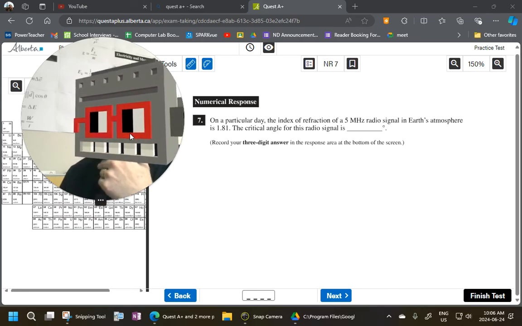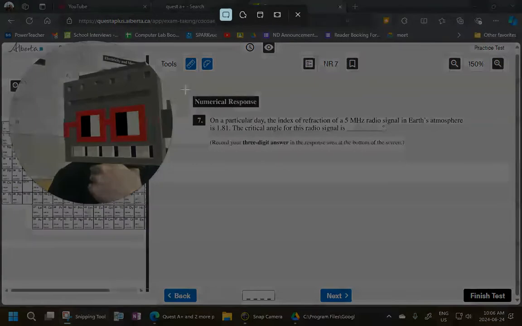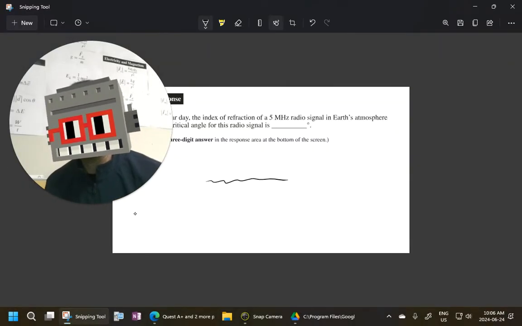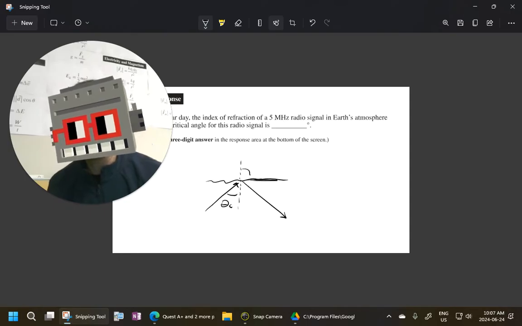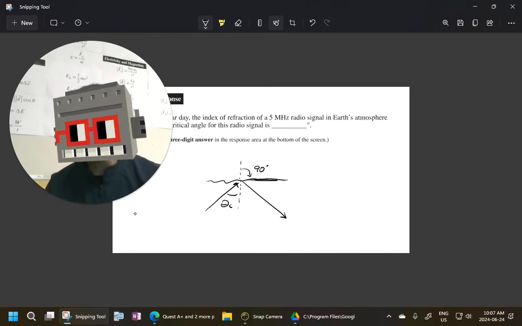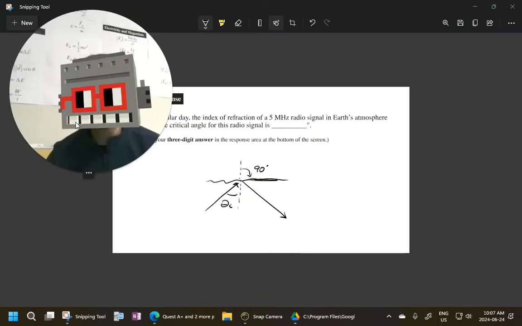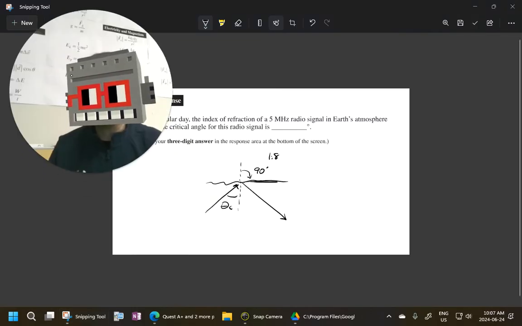On a particular day, the index of refraction is this. What's the critical angle? Okay, so remember when you're doing critical angles, we have to make one of the angles equal to 90 degrees, right? So we got light coming in, or EMR, hitting the atmosphere at a specific angle that we're trying to find, this critical angle, and then it's going to reflect backwards, because the angle of refraction is 90 degrees, right? So then it creates total internal reflection. So let's just call this down here air. Atmosphere is 1.81.